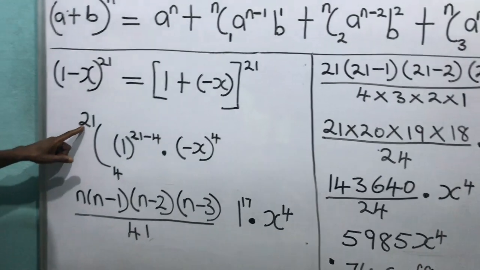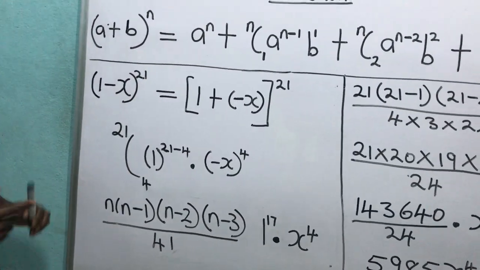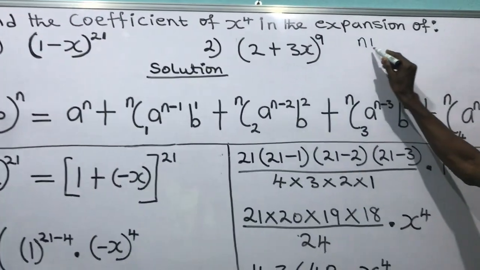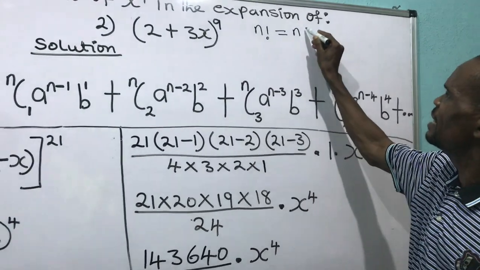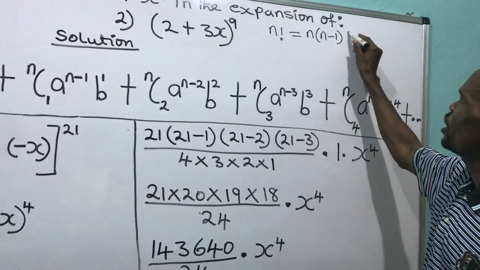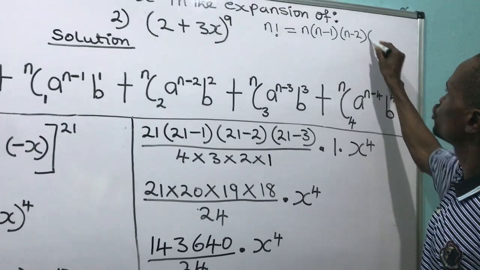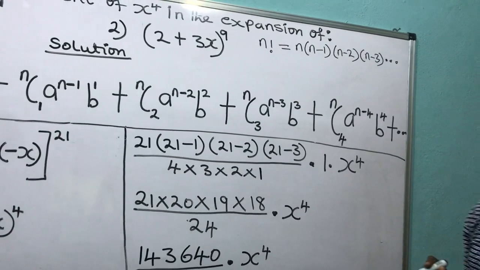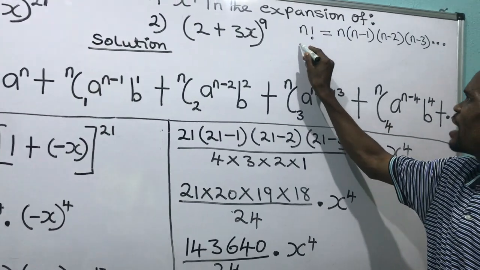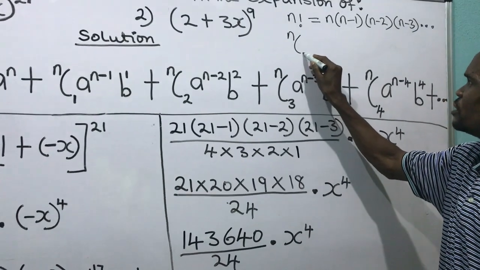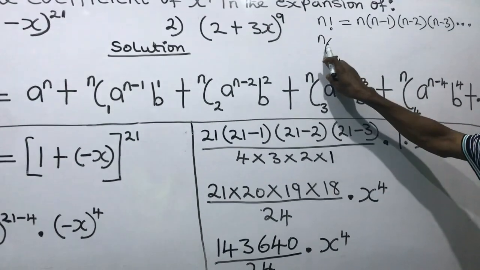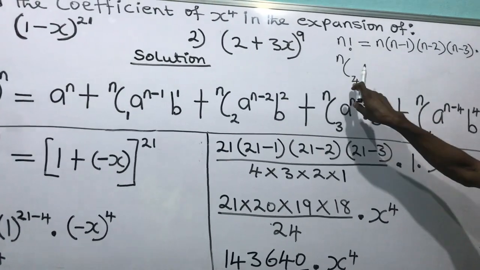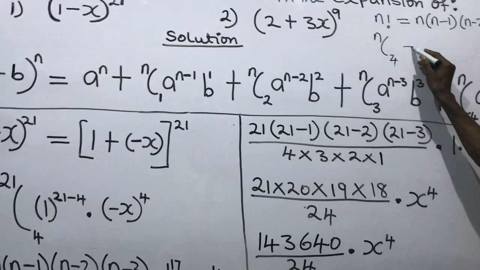Then this means n choose 4. I explained this in another question we did: if we have n factorial, it simply means n into n minus 1 into n minus 2 into n minus 3, dot dot dot, that means continuation, no termination. Now, if I have n choosing 4, what it means is that I should stop at the fourth term. This n should decrease to the fourth term.